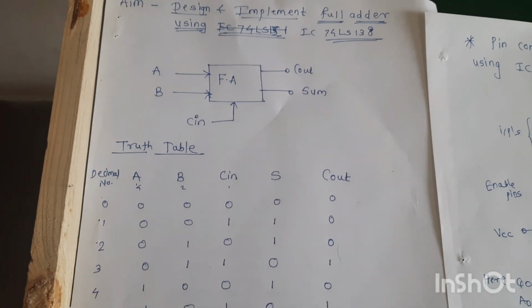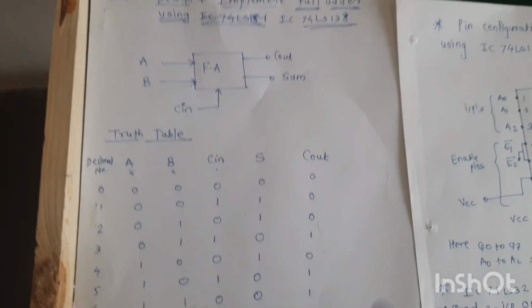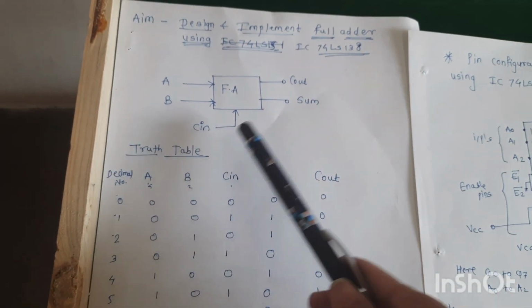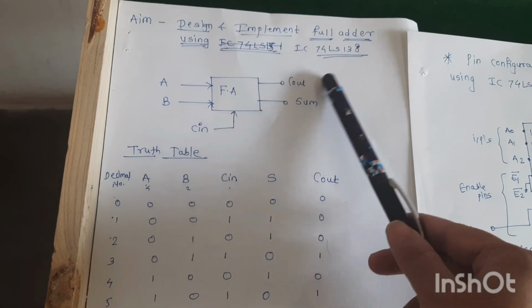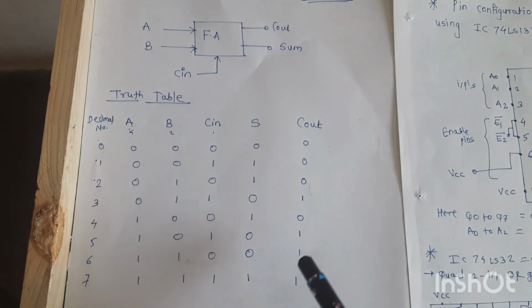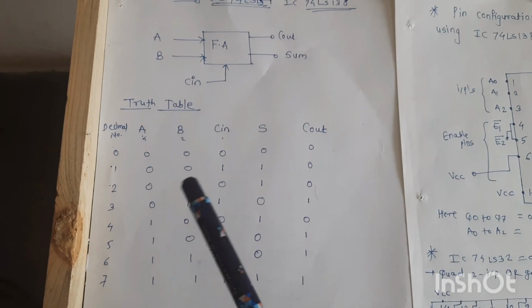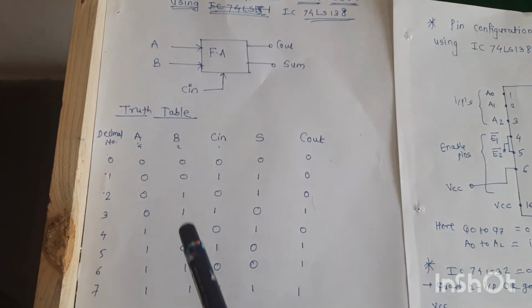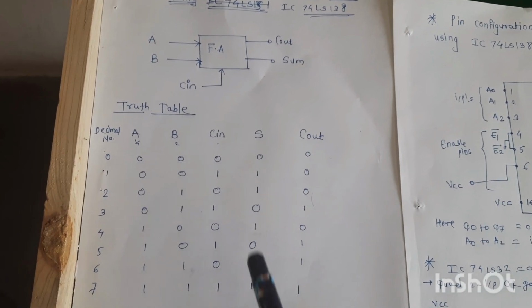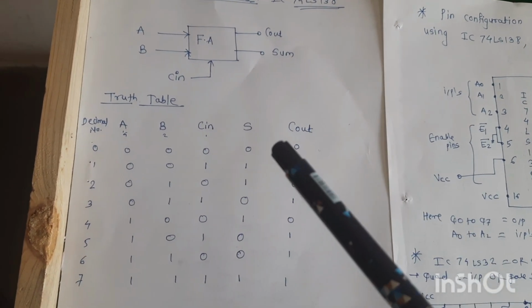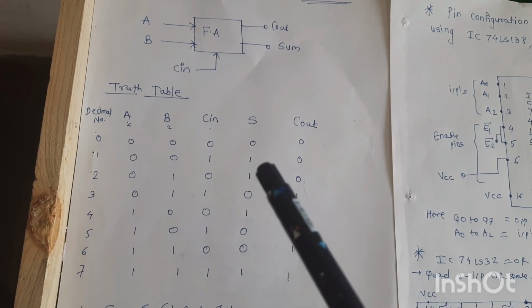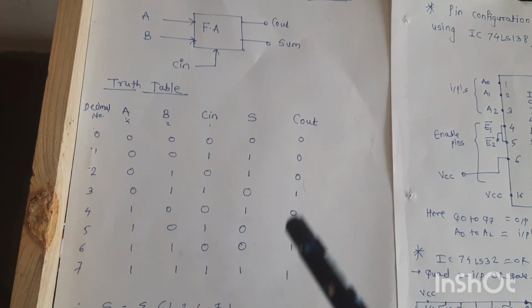And you can see we have two inputs A and B, and C in is the carry in, and two outputs, that is carry out and the sum. So here is the truth table. For the three inputs A, B, C in, we have two output pins, and for the 0 to 7 combinations, the truth table is like this. For 0, sum is 0, C out is 0. For 1, again sum is 1, carry out is 0, like that.